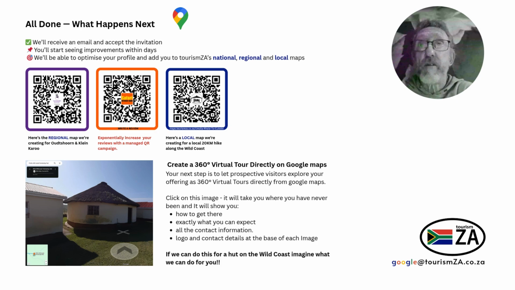And just in terms of those three QR codes, the one on the left shows the regional map that we're busy creating for Oudtshoorn tourism and surrounding areas. The middle one is quite an important one for you to have a good look at. It's a QR code that we created for Safari Ostrich Farm to help them drive their review campaign.